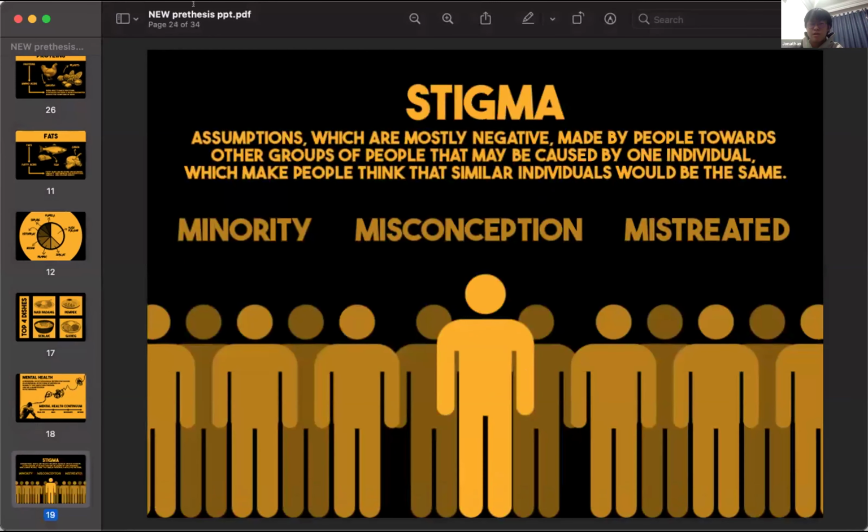So, stigma. There's a social stigma in Indonesia and also internationally. There are assumptions, which are mostly negative, that people make towards other groups of people, which may be caused by one individual. They're the minority, and there are misconceptions, and people with mental disabilities are also mistreated because sometimes they might be asked about it in the job application, and it might be used against them, and they might not get the job.